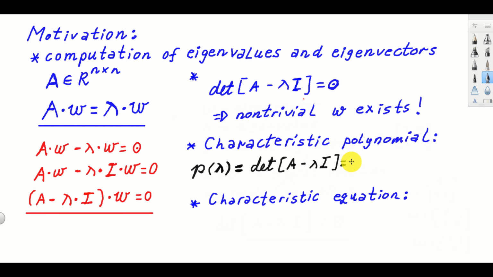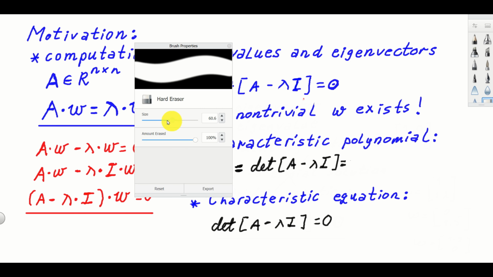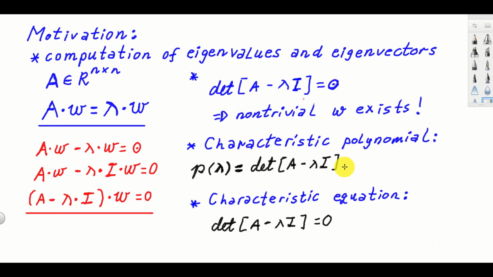Now, this is the characteristic polynomial. So what is the characteristic equation? The characteristic equation is defined as the determinant of A minus lambda I is equal to 0. And this is the characteristic equation. Now, over here I will erase this minus in order to avoid confusion. And let's state one very important fact. The solutions of the characteristic equation, that is lambdas that satisfy this equation, are actually eigenvalues.